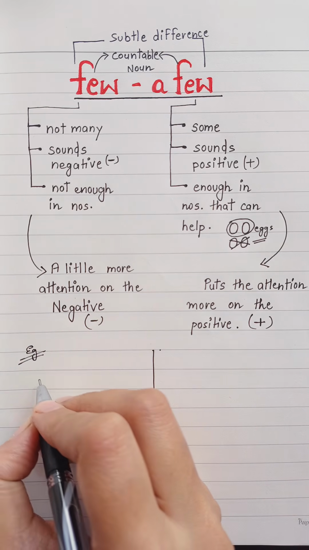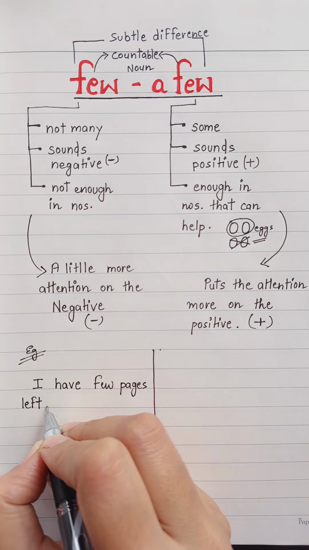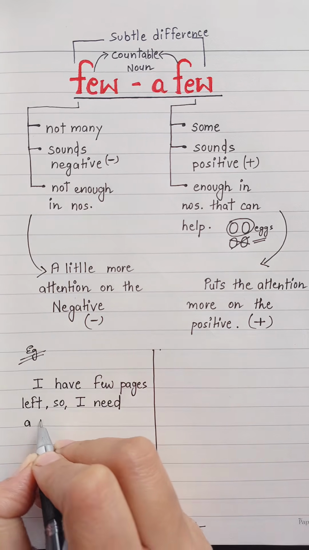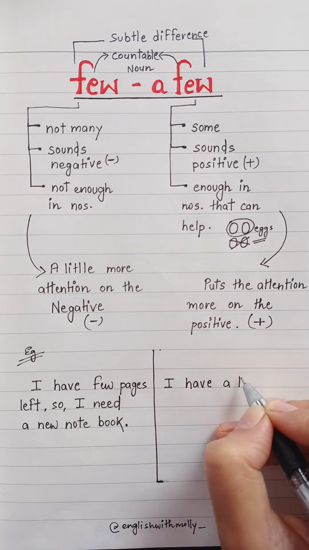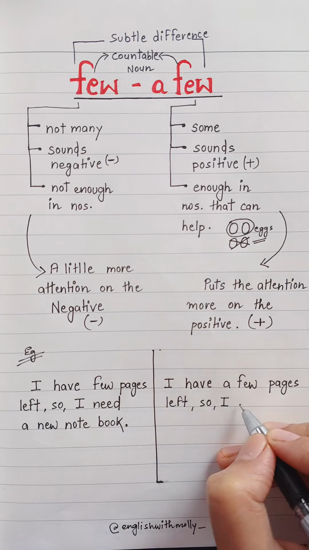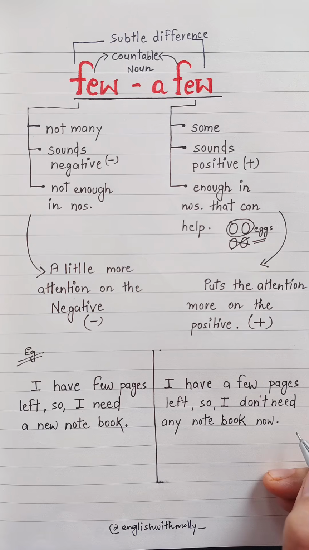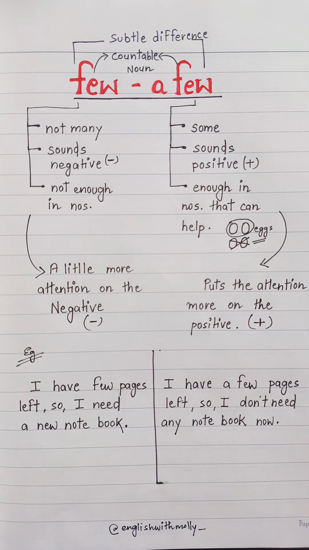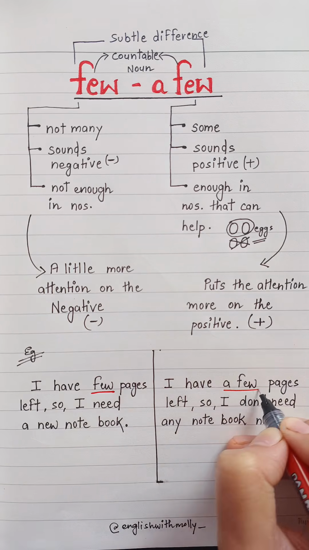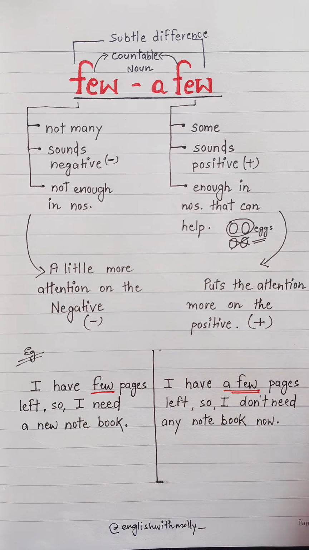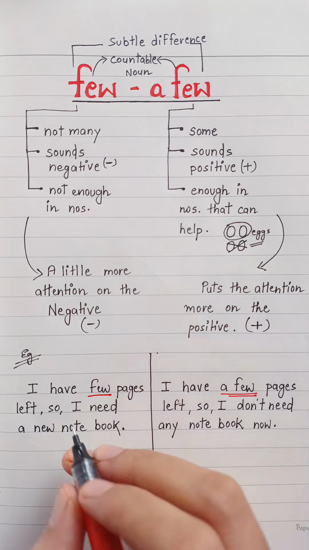Few. I have few pages left, so I need a new notebook. A few. I have a few pages left, so I don't need any notebook now. Look at these sentences very carefully. I'm going to explain it in detail, but before that, let me highlight the keywords. Now, guys, look at these two examples very carefully.